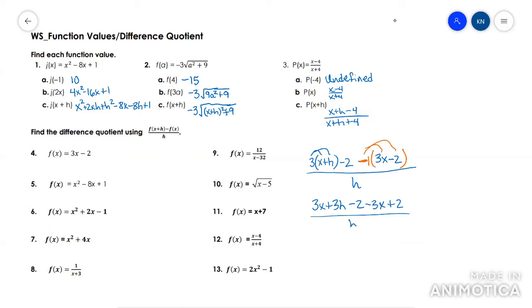All right, if you do difference quotient and things don't cancel, you've done it wrong. So what I mean by that is you should have stuff cancel. Like this 3x and minus 3x cancels, this minus 2 and plus 2 cancels. And so when it's all said and done, all you have is 3h over h. Now I can cancel the h's, and my answer is just 3.